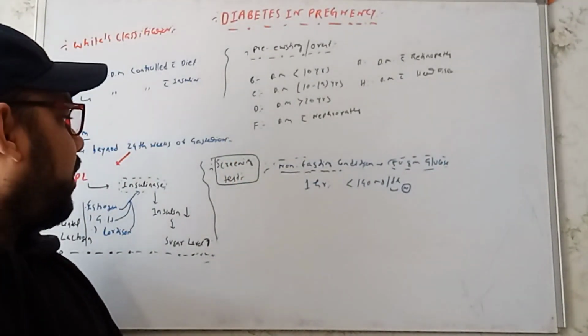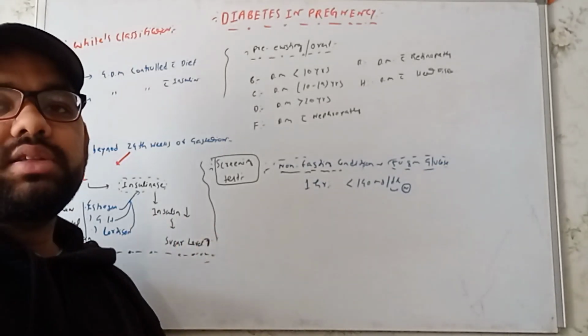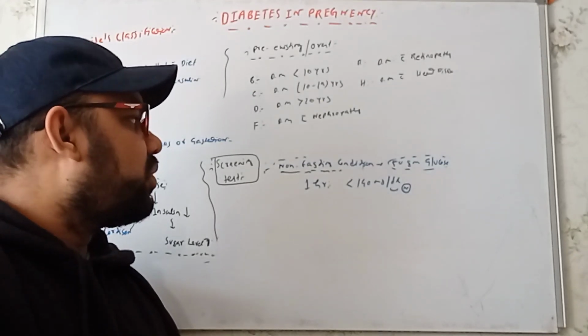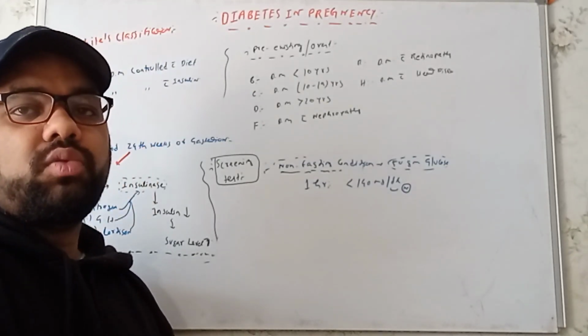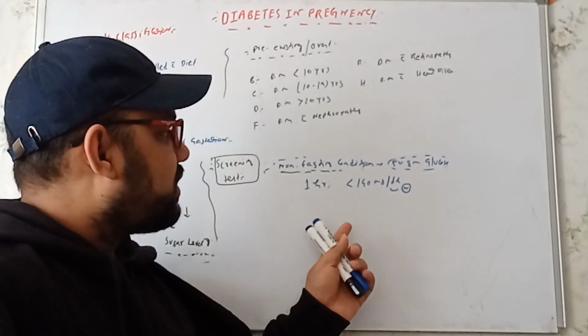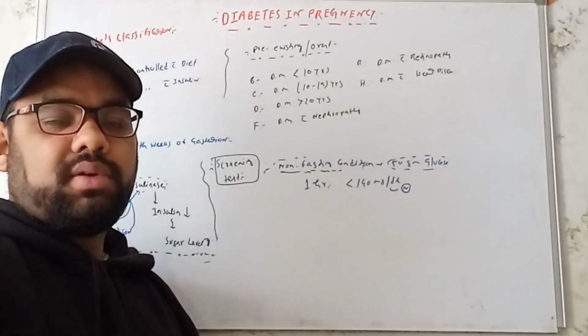Now see, at first I said the screening test. In the screening test, in non-fasting conditions, we have to give 50 gram of glucose. After that, we have to check for the glucose values in the blood. So within 1 hour, if we see the value is less than 140 mg per dl, that will be considered as the normal blood sugar level, right?